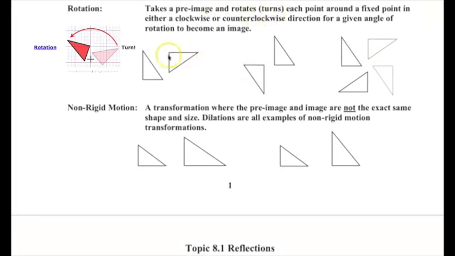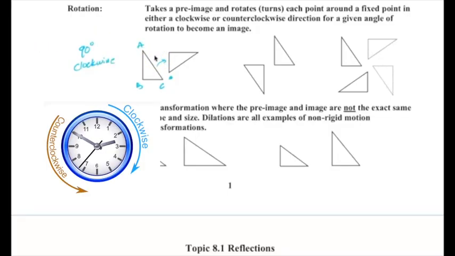Or you could rotate it. When you rotate, you turn the image. Here, we see this as our original image, the pre-image, and it looks like we're rotating it that way. You can rotate it 90 degrees clockwise. Clockwise means it moves like a clock. If you think about a clock, clockwise goes this way. That's a 90-degree turn clockwise. If you want to, you can also go backwards this way, and that would be counterclockwise. This would be 270 counterclockwise.